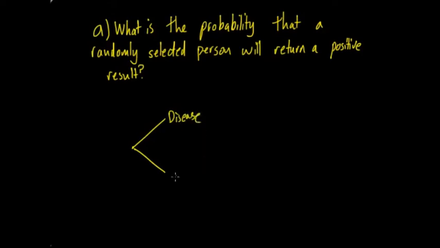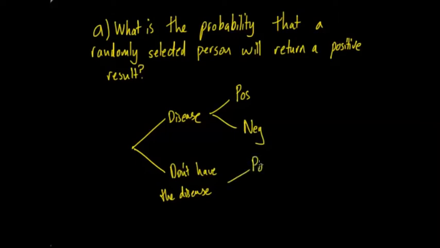So somebody either has a disease or they don't have the disease. If you remember previously, you could have written that as disease with a dash on it, or D dash. And then you can either get the positive result or a negative result. You don't always have to write all these answers down. You can just do abbreviations such as D dash, P, N, or things like that.